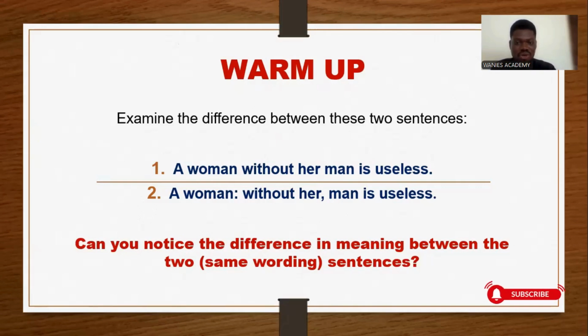In the first sentence, a woman without a man is useless. This meaning is achieved because there is no punctuation mark. The sentence goes freely, without any pause, any break. But because of the break and pause in the second one, you can see how the meaning changed. A woman, without her, man is useless.